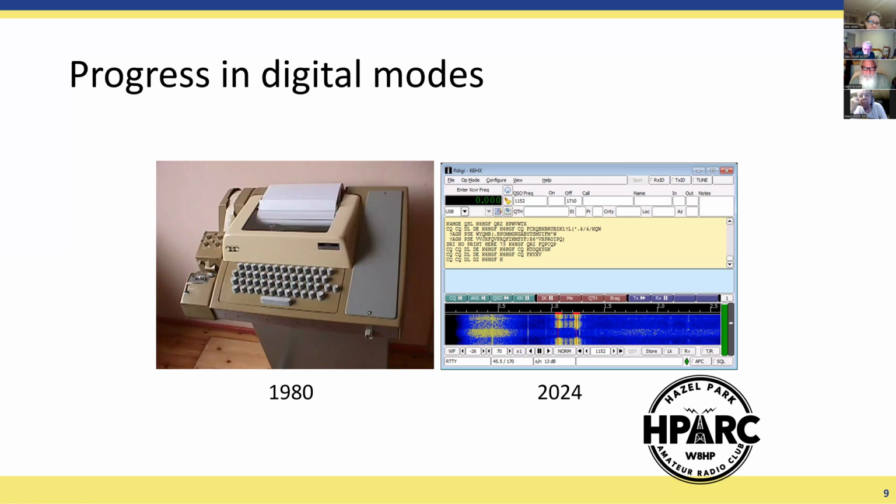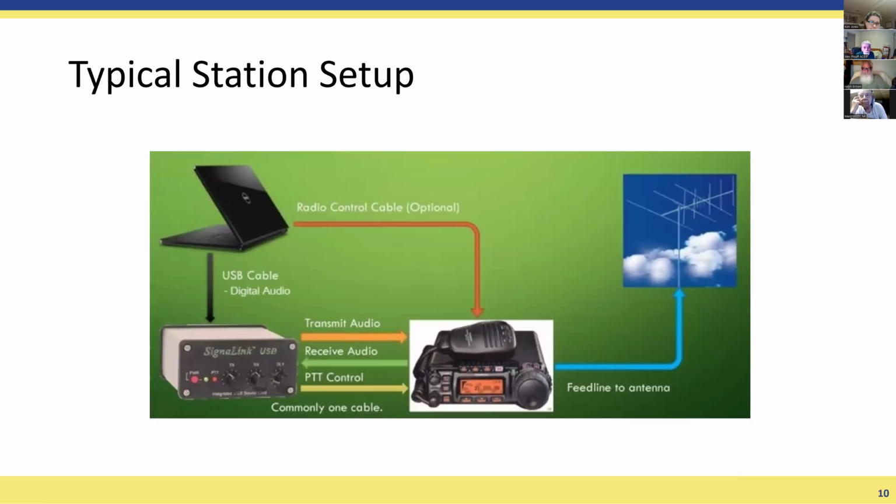So a typical station setup is a computer, a radio, and an antenna, and then something that converts digital signals from the computer to audio, going to and coming from the transceiver. And then there's push to talk control so that you can switch between transmit and receive.